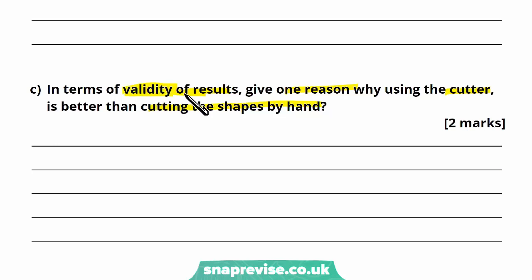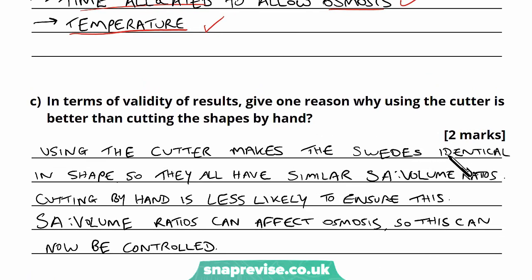So how can we make the results more valid? So why does using the cutter rather than cutting the cubes by hand make the results more valid? Well, when we use the cutter, it makes sure that the swedes are identical in shape. So that's the first mark I've said.